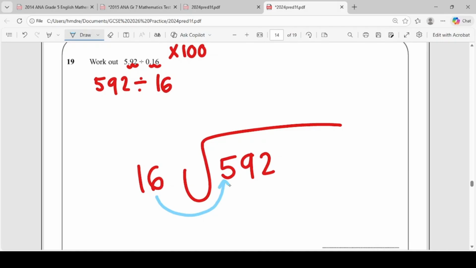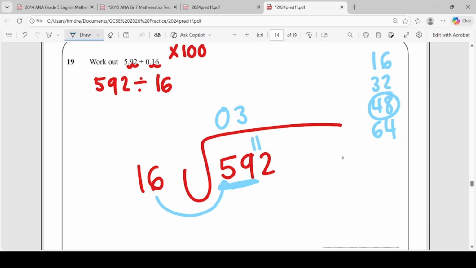So 16 into 5, it doesn't go. 16 into 59. Let's write our 16s table. So 16, 32, 48, 64. Okay, so how many times does 16 go into 59? It goes in there 1, 2, 3 times. Remainder 11.